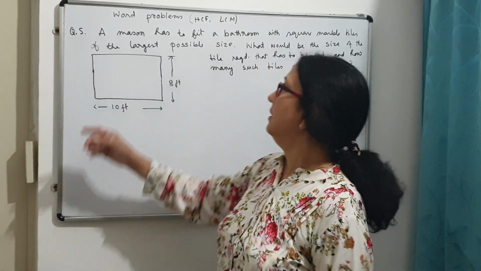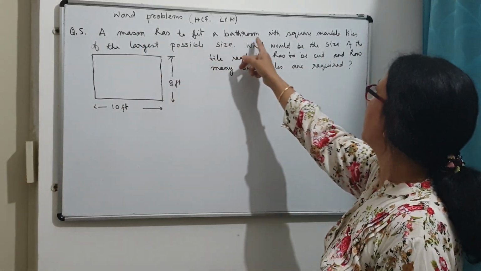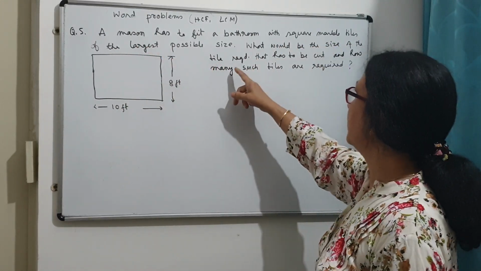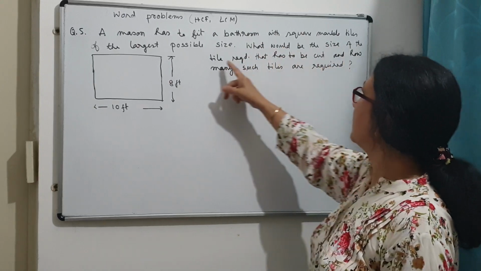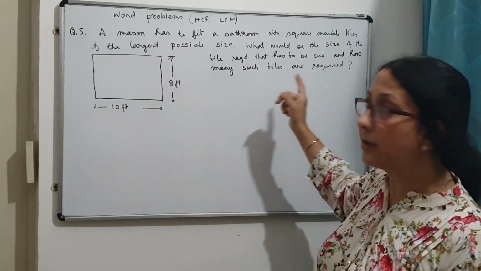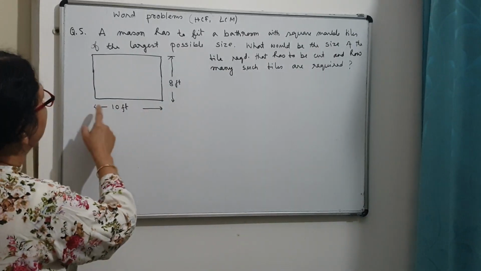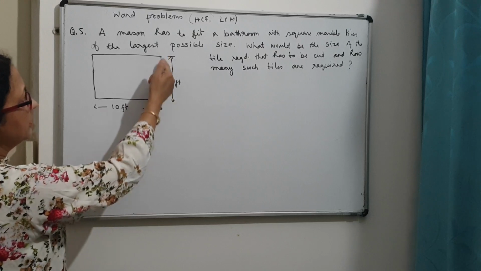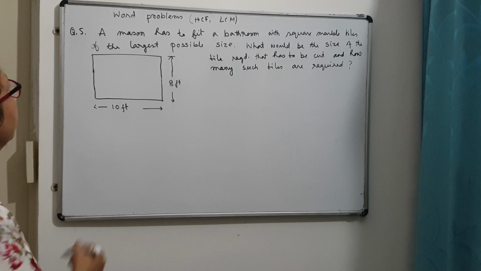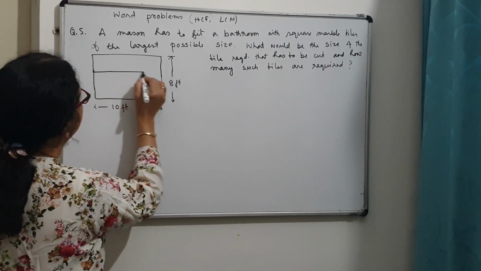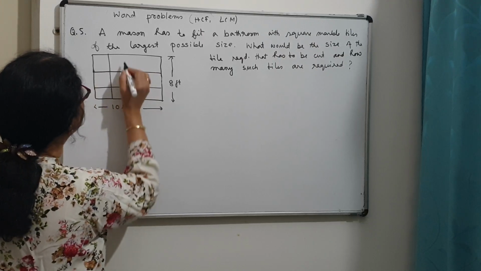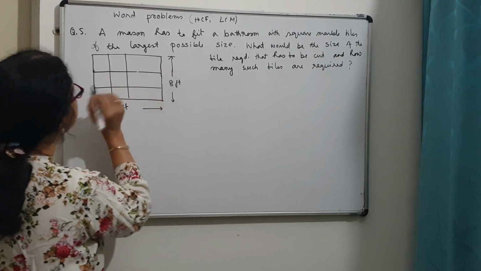Next question. A mansion has to fit a bathroom with square marble tiles of the largest possible size. What would be the size of the tile required that has to be cut, and how many such tiles are required? So this is the bathroom, whose length is 10 feet and the breadth is 8 feet. This is the bathroom floor area. So now, square tiles will be something like that.